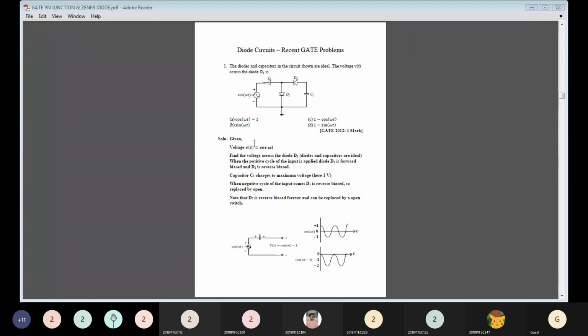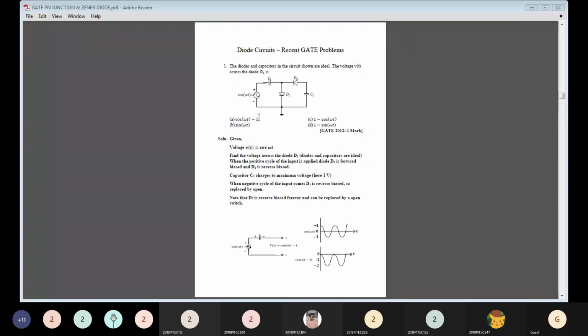Now look upon the first problem. Here, the diode circuit has been given. The diodes and capacitors in the circuit shown are ideal. The voltage across the diode D1 is? So here they have given the circuit diagram with two diodes D1 and D2, and we have the capacitors. They are asking to find the voltage across the diode D1. They have given 4 options.